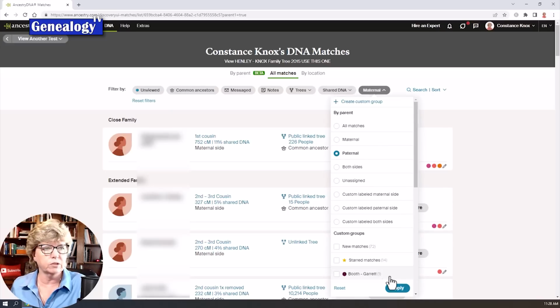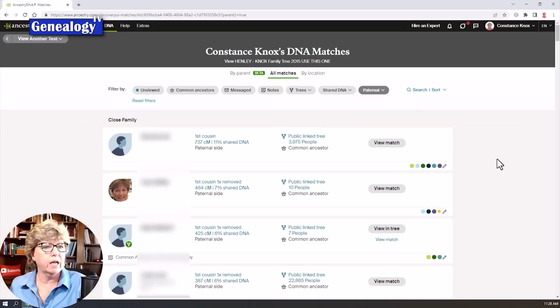So I'm just going to switch to paternal and hit apply. And now I have a whole list of cousin matches on my father's side. If you'll notice, the colors are now cooler for the surname, whereas on the mother's side I use warmer colors.